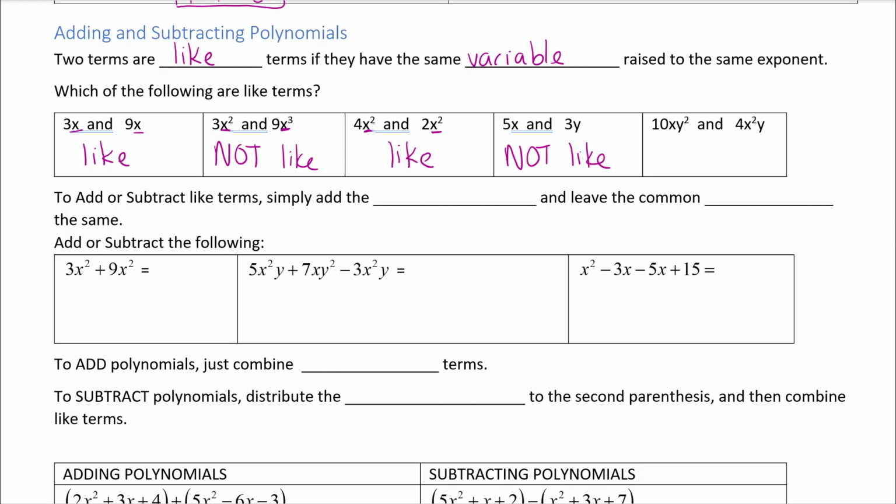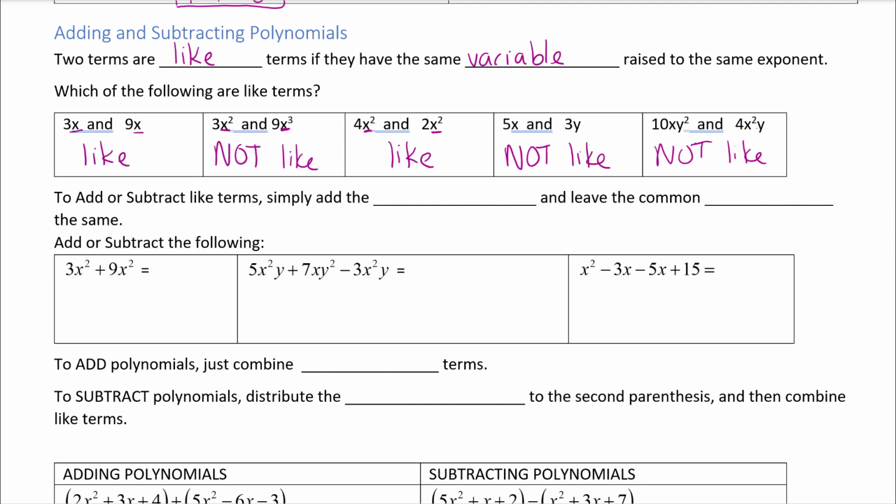And then the last one, 10xy squared and 4x squared y. They both have an x and a y, they both have a squared, but these are not like terms. And the reason they're not like terms is because the squared on the first one is on the y, so that means x times y times y. And on the second expression, we have x squared y, so that means x times x times y. So 2 y's and 1 x, and the other one's 1 y and 2 x's. So these are not like terms.